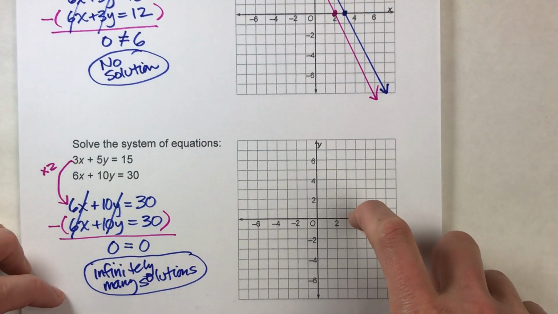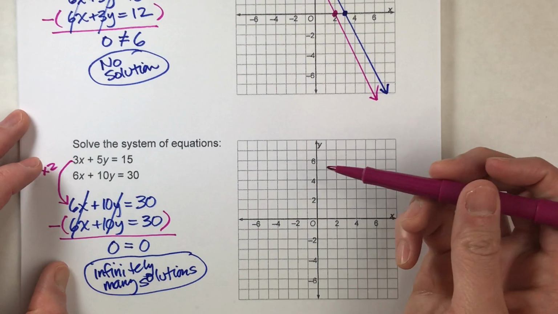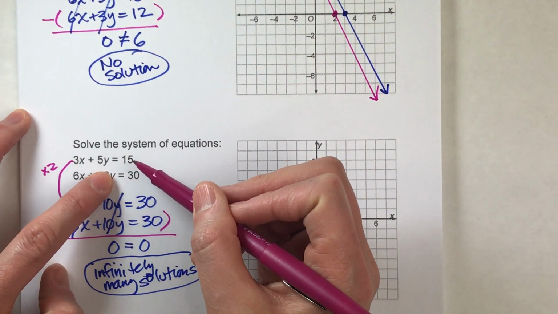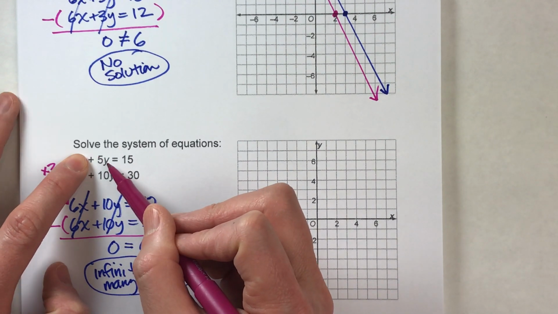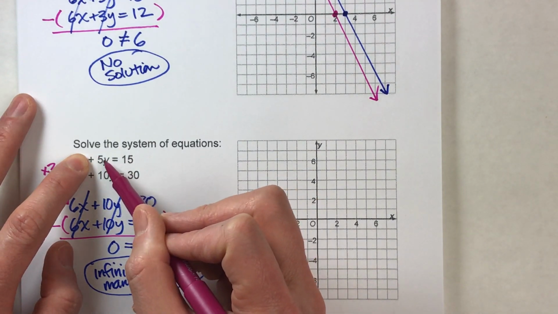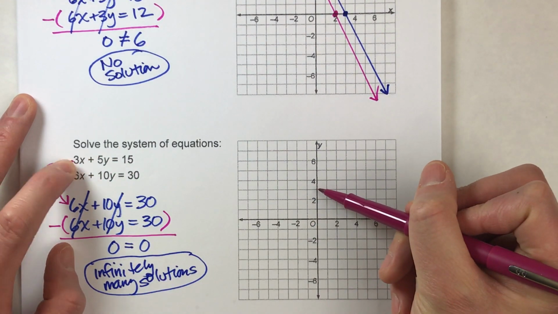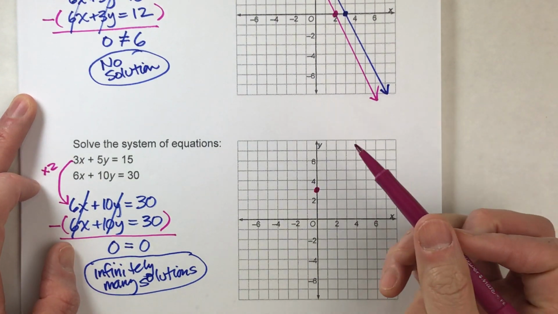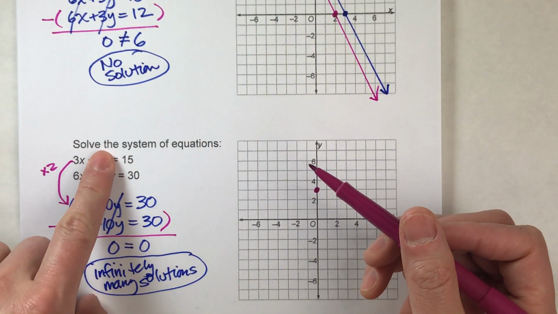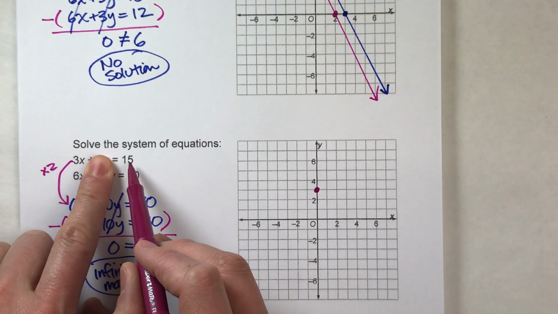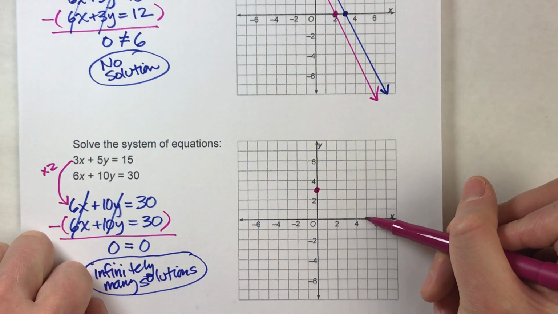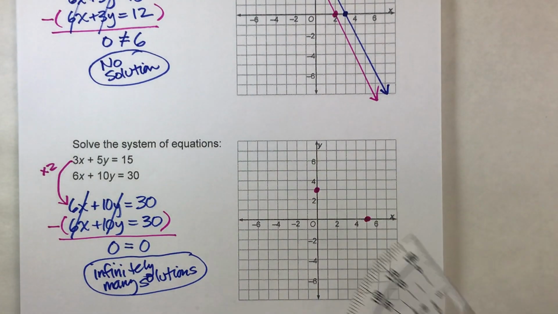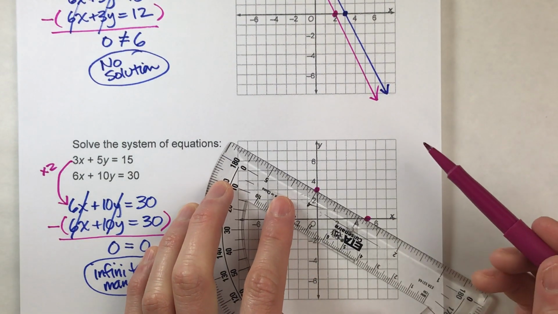Now, let's see what this looks like on a graph. So I'm going to plot the intercepts once again. For this first one, if x is 0, 5 times what equals 15? Oh, it has to be 3. So 0, 3 is one of my intercepts. And if y is 0, 3 times what equals 15? 3 times 5 is 15. So 5, 0 is my other intercept. So let's draw that in.